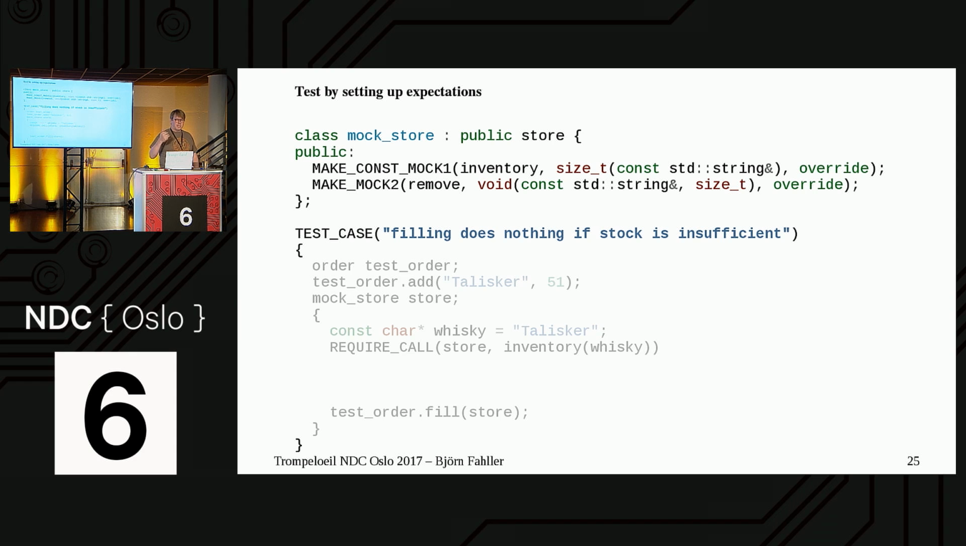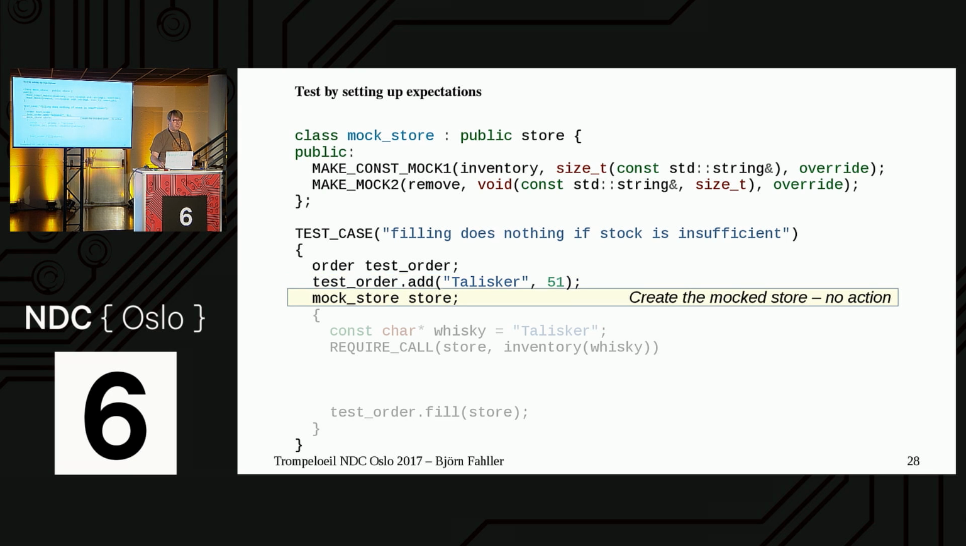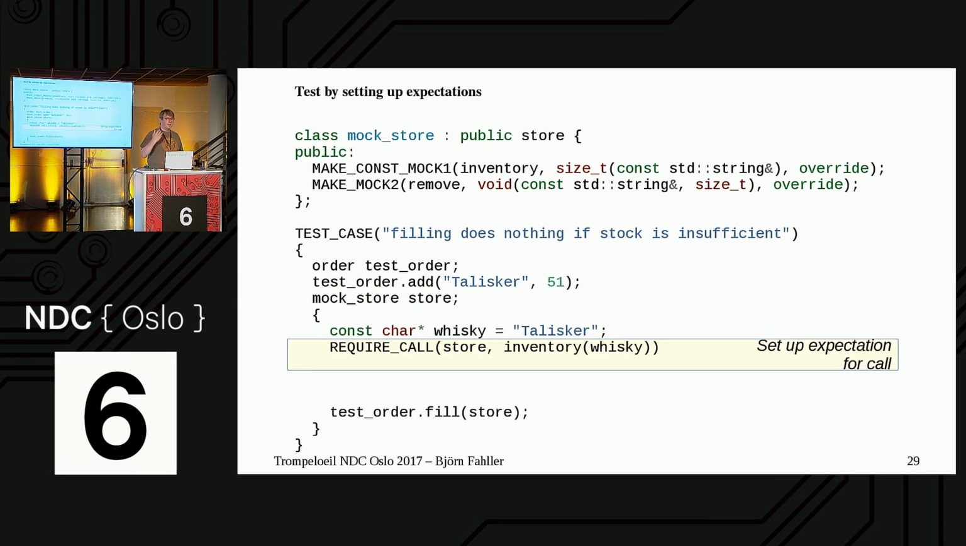So here I have a test case. Filling does nothing if stock is insufficient. So we create an order object. We add 51 telescopes to it. Get a MockStore. And then we place an expectation to say that I want inventory to be called now with whiskey.